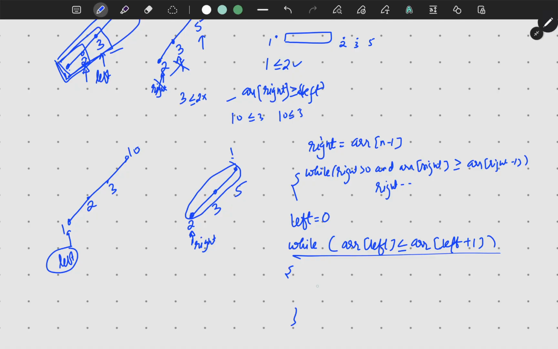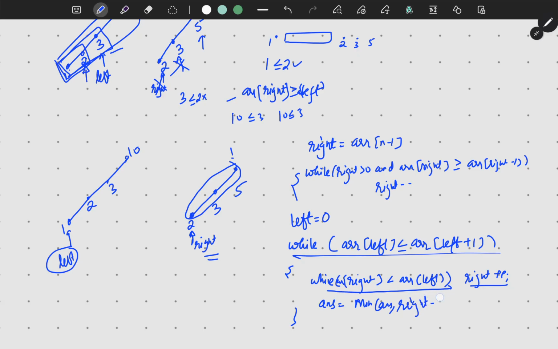So what we do, let's say this is right, we would check whether array of right is less than array of left, then we have to do right plus plus. Okay, so until array of right is not less than array of left, we will do right plus plus, and once this loop ends, we will update our answer to the minimum of answer and right minus left minus 1, and right minus left minus 1 gives us the subarray that we are removing.